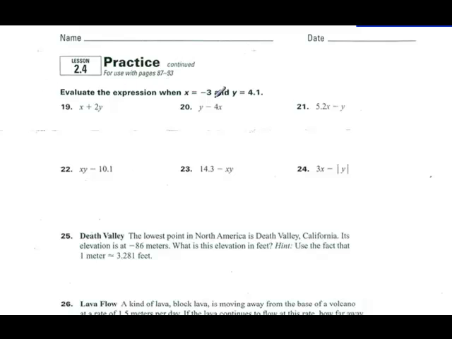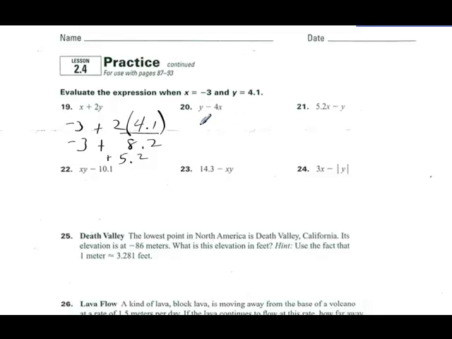Evaluate the expression when x equals -3 and y equals 4.1. So we know we have to substitute. We put -3 where the x is, and then we put 4.1. I'm going to use those parentheses to show multiplication. We do multiplication first. What's 2 times 4.1? 8.2. I have a positive and a negative, so what's my sign? Positive. Then I subtract. 8.2 minus 3 would be 8 minus 3 is 5, and you got 0.2.